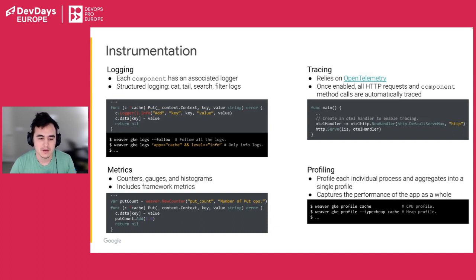If I'm running an application and it's being split across a bunch of different machines, I can say, take a global profile. So it's going to go to every single running binary, take a profile, aggregate all those profiles together, and hand it to you. So you can see the performance of your application as a whole.